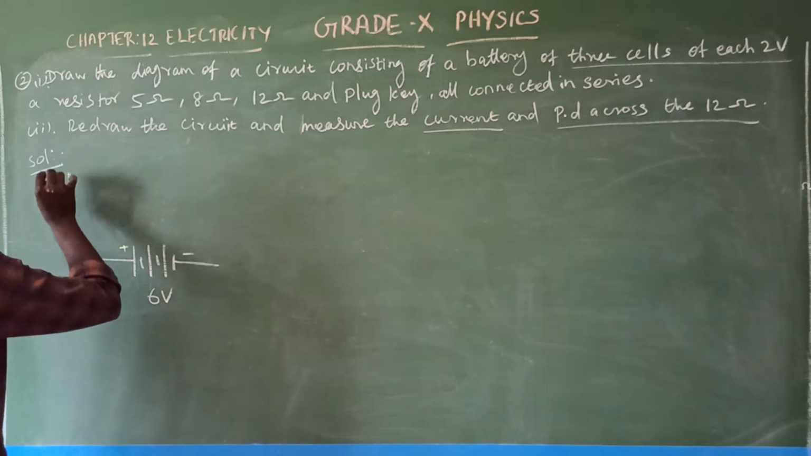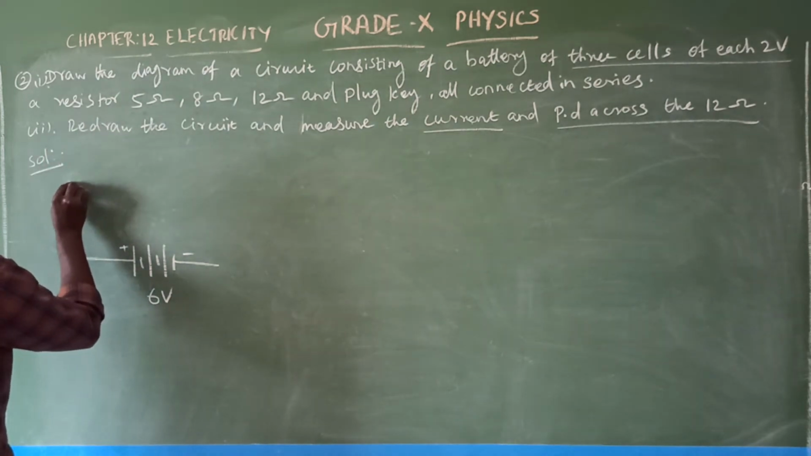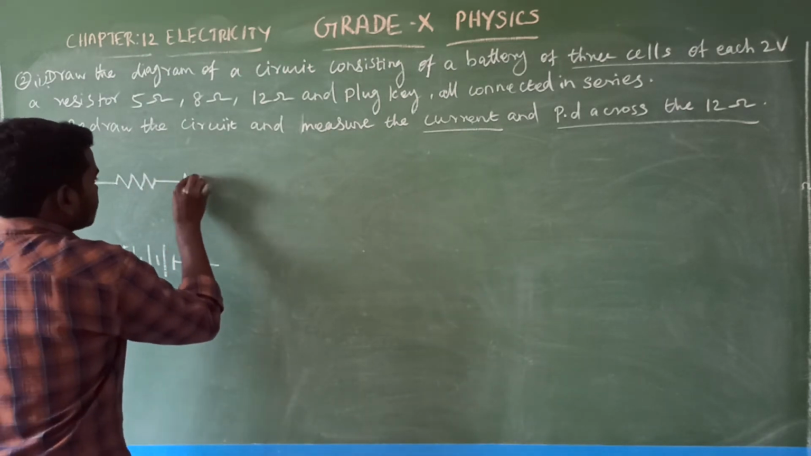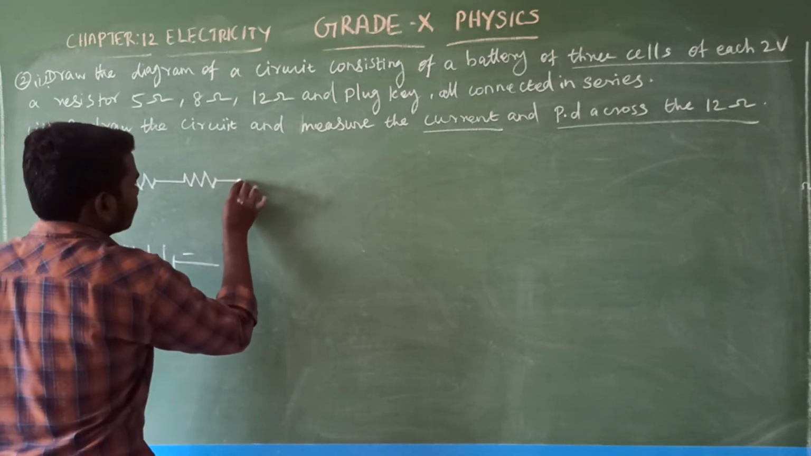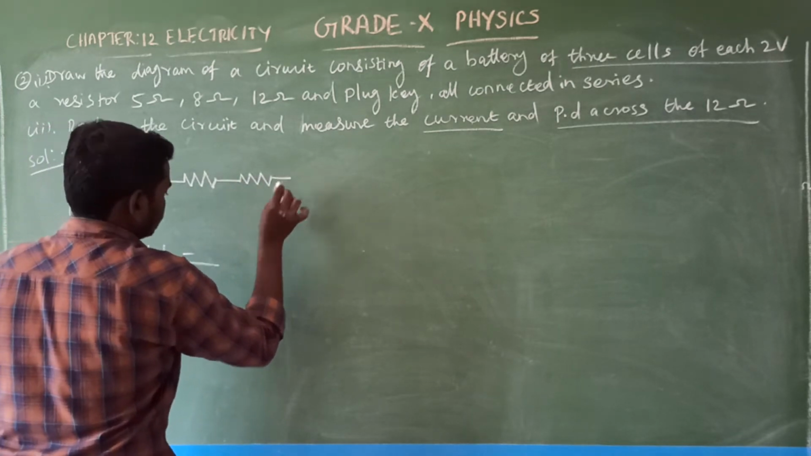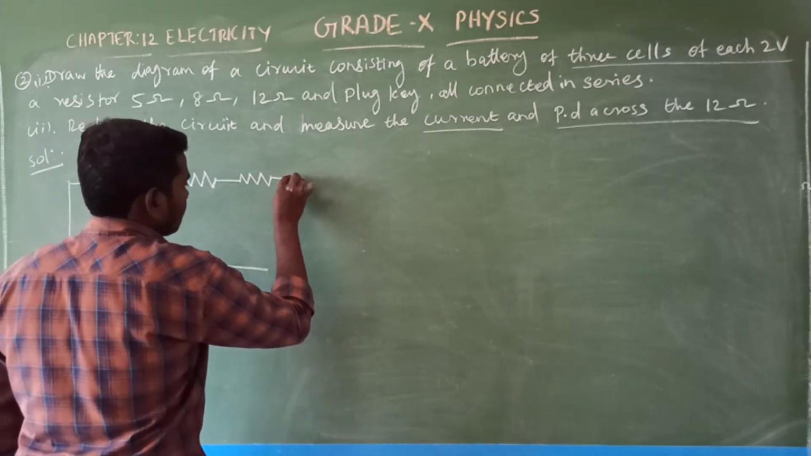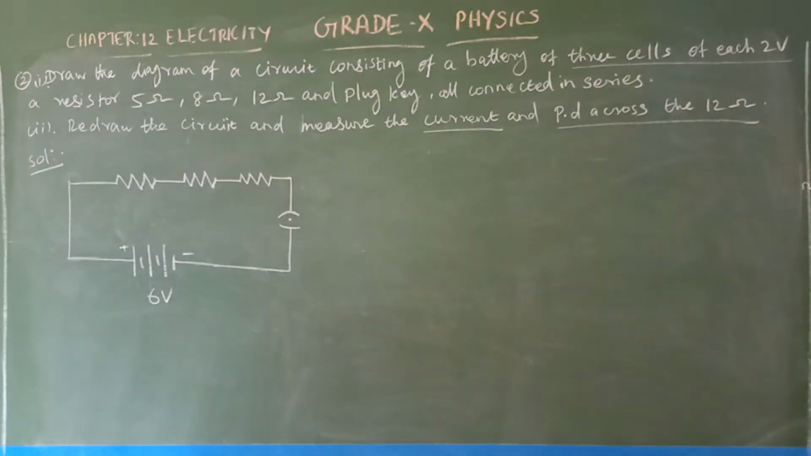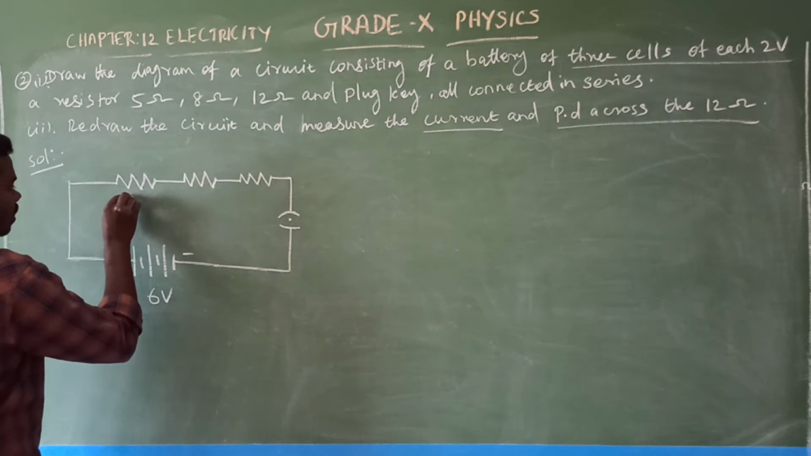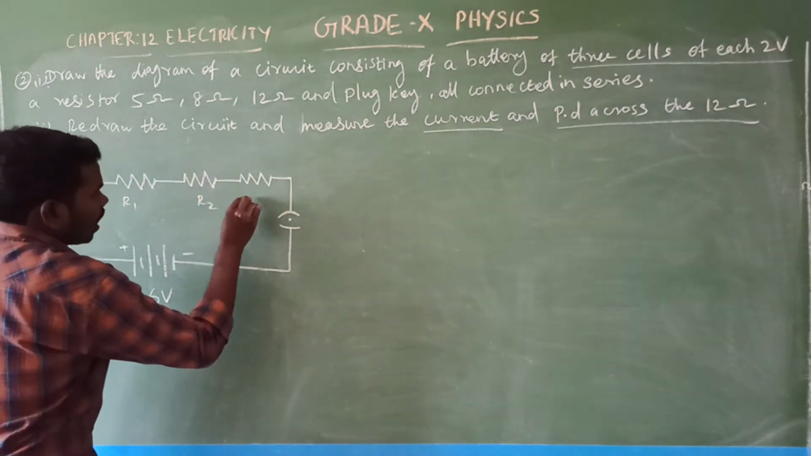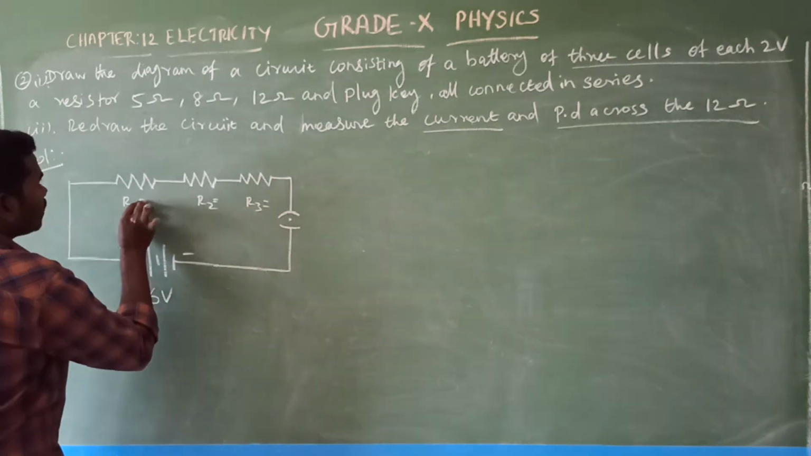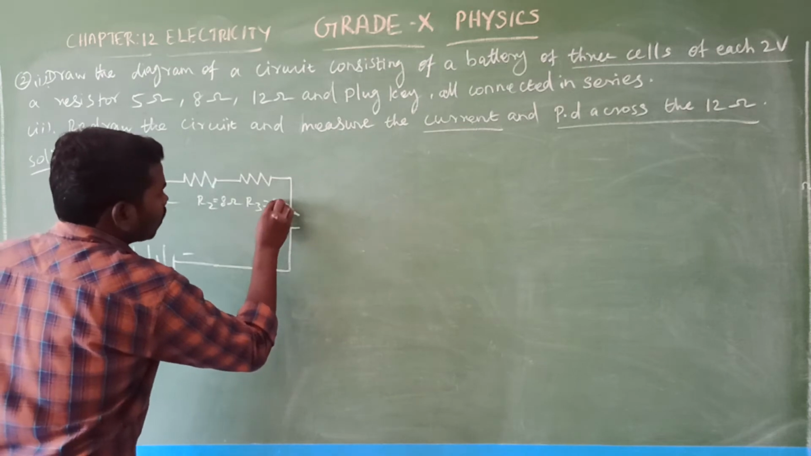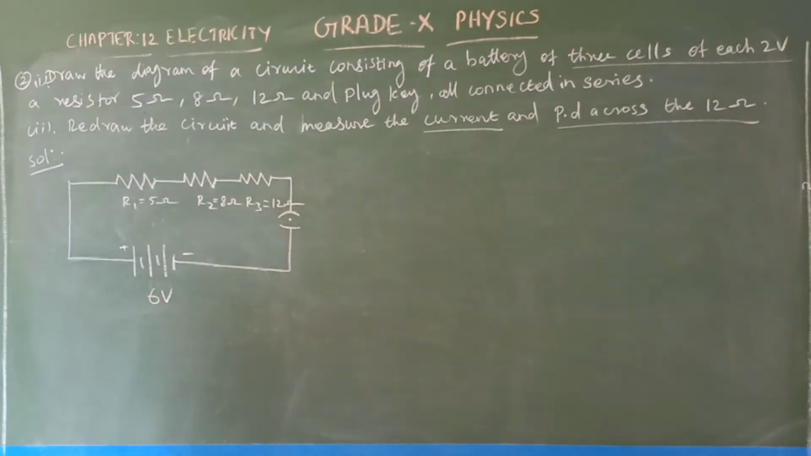Next, the resistors are there. Consider this is resistor 1, that is 5 ohm, resistor 2, 8 ohm, and resistor 3, 12 ohm. And the plug key is there. Look here. So consider this is resistor R1, this is resistor R2 and this is resistor R3. R1 value is 5 ohm, R2 value is 8 ohm and R3 value is 12 ohm. Is it clear?